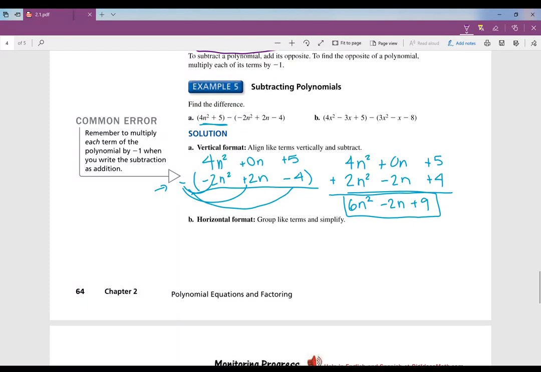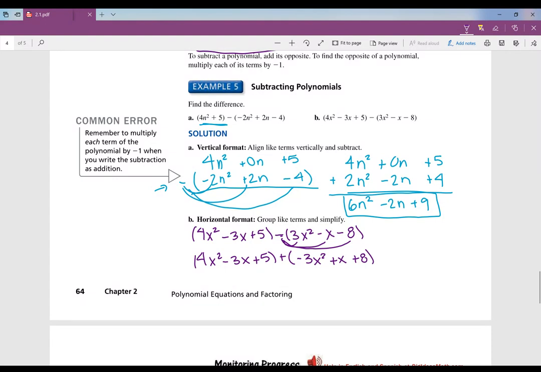Okay, now let's look at part B. We have 4x squared minus 3x plus 5, all that minus 3x squared minus x minus 8. Again, with this one, we need to remember to distribute our negative to each term. So we'll have 4x squared minus 3x plus 5, and then we'll have plus negative 3x squared plus x plus 8. Since we're distributing that negative in there, all of our signs are going to flip.